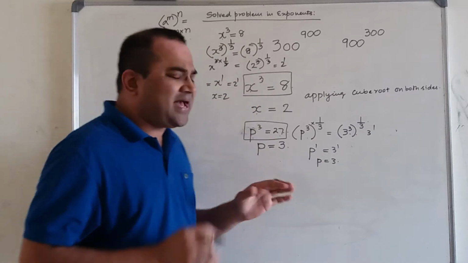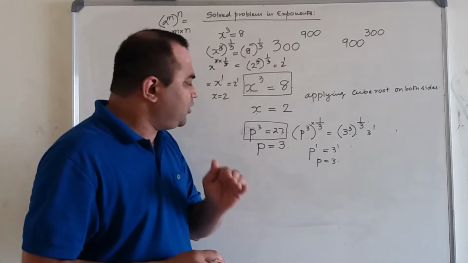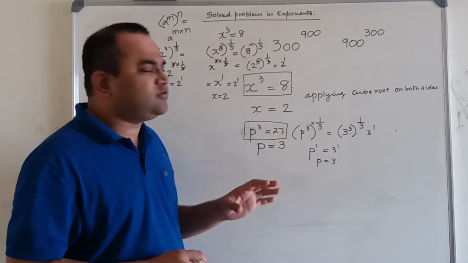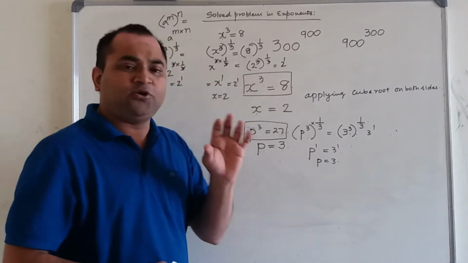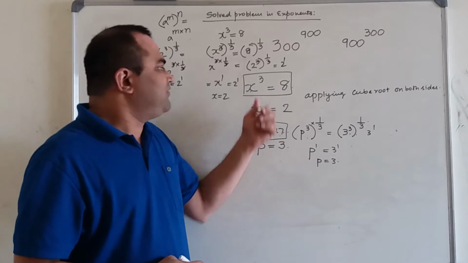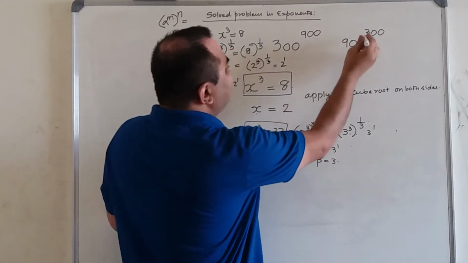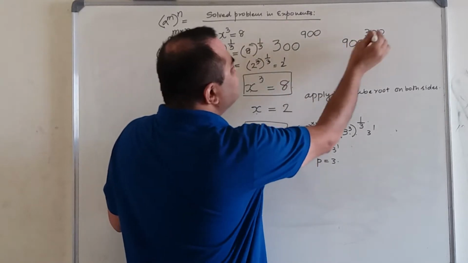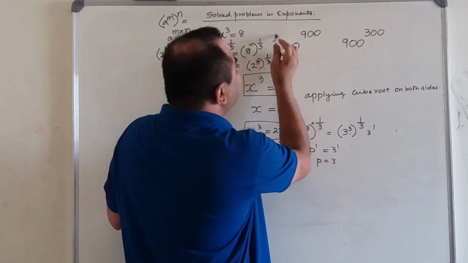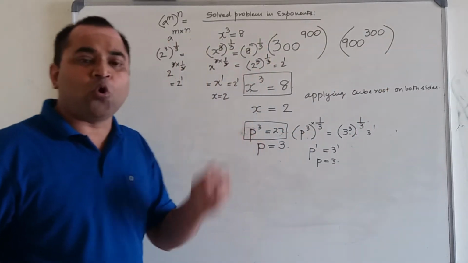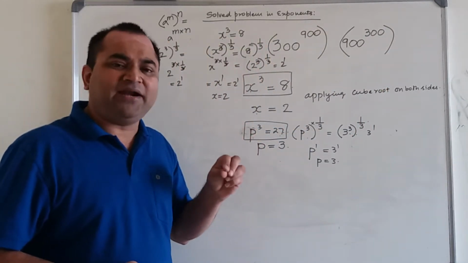So far I have shown you the method of evaluating the variables x and p by raising both sides to a common power, namely 1 by 3 in this context. So here also, to compare these two large exponentials, let us raise these two large exponentials to a common root. Which will be that root?